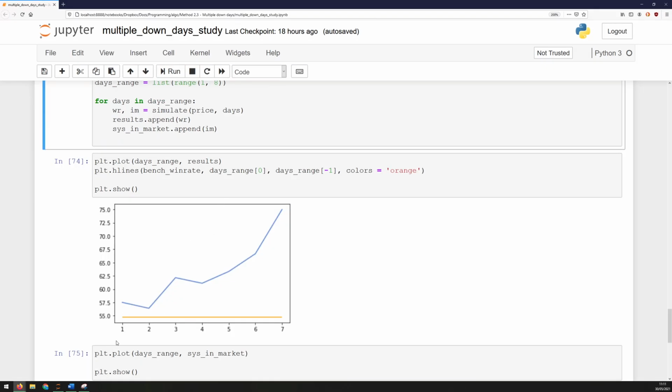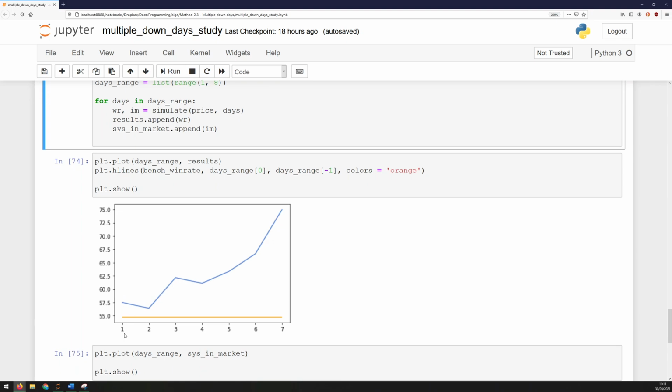So this chart here shows multiple consecutive days on the x-axis, and then the win rate, or the likelihood of the next day being an up day, on the y-axis. The orange line is the benchmark, so that's just the S&P, and this is just looking at, in general, if you take every single day of the S&P, look at the open to close change, how often is it an up day versus a down day? The blue line is the system.